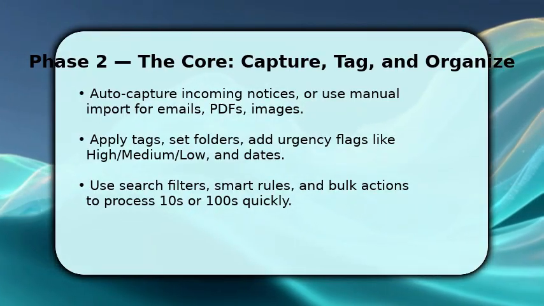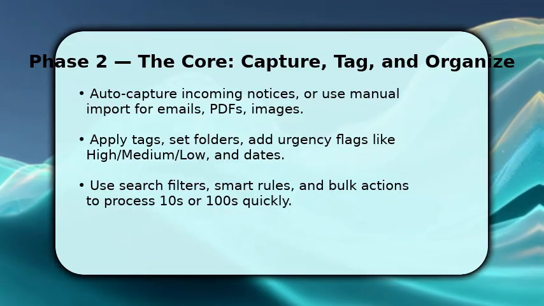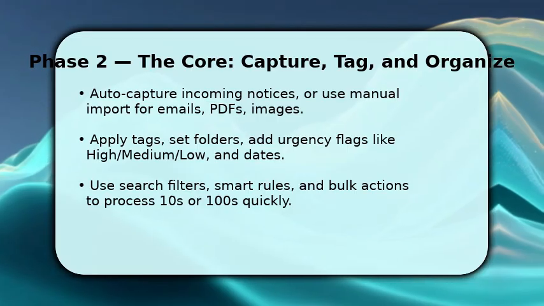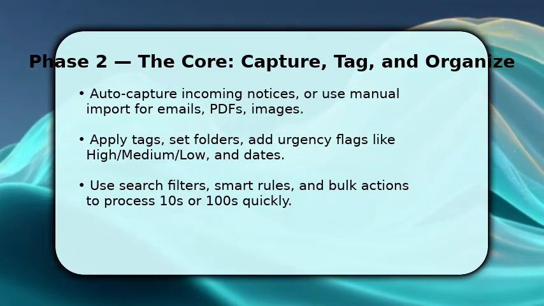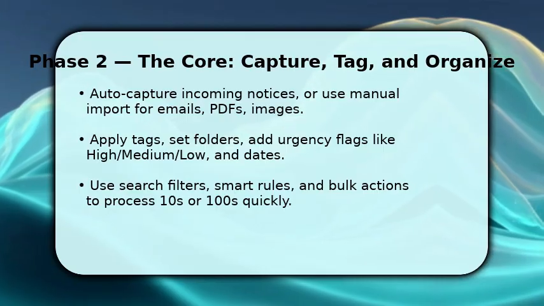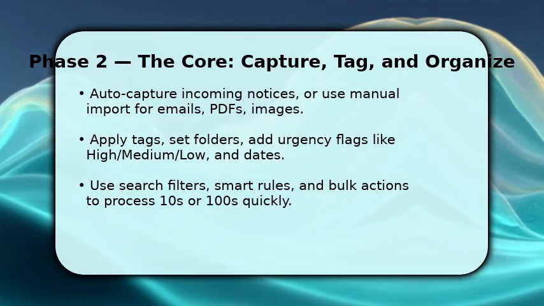Let auto capture run so emails, PDFs, and screenshots land in the app. When needed, manually import items with drag and drop. Tag each notice with categories, set urgency flags, and assign folders to make retrieval fast. This is how you prioritize.